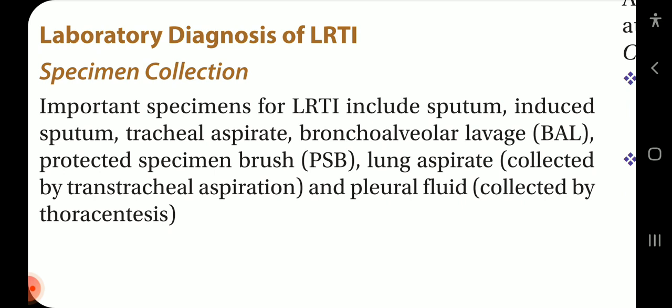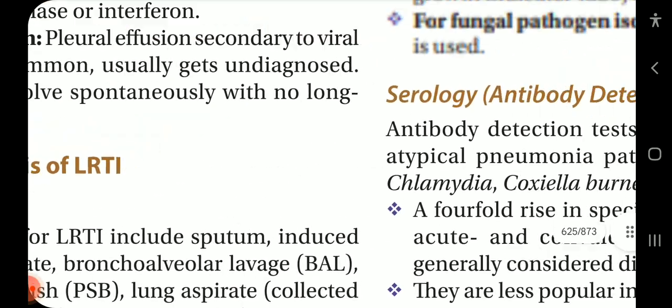Now coming on to lab diagnosis of LRTI. Specimen collection. Important specimens for LRTI include sputum, induced sputum, tracheal aspirate, bronchoalveolar lavage, protected specimen brush (PSB), lung aspirate collected by transtracheal aspiration, and pleural fluid collected by thoracentesis.